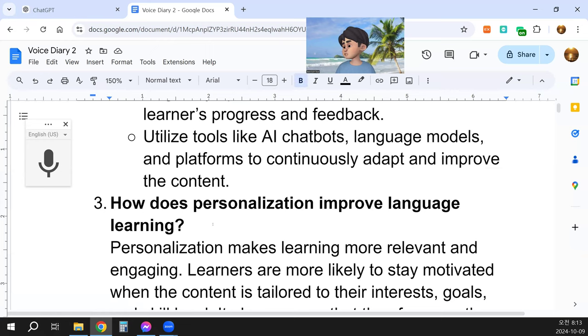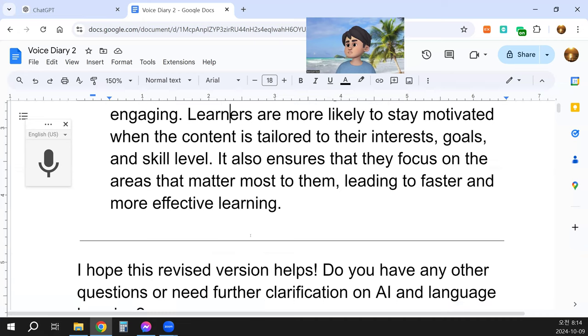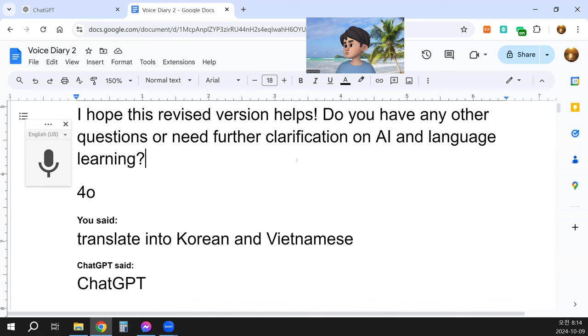How does personalization improve language learning? Personalization makes learning more relevant and engaging. Learners are more likely to stay motivated when the content is tailored to their interests, goals, and skill level. It also ensures that they focus on the areas that matter most to them, leading to faster and more effective learning. I hope this is okay.